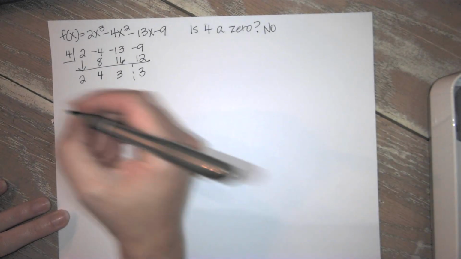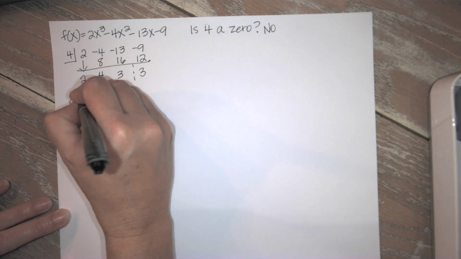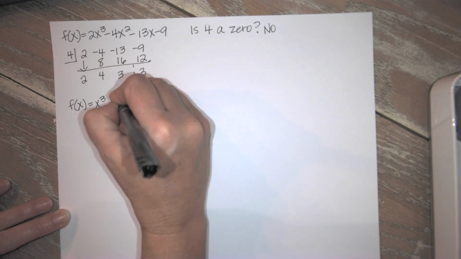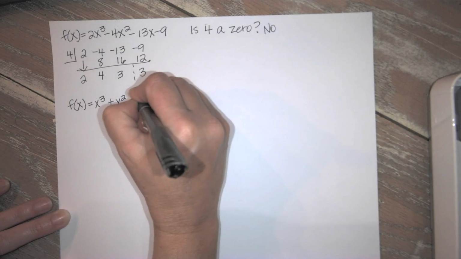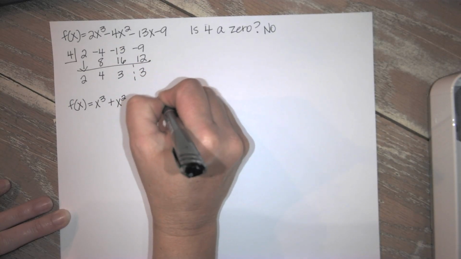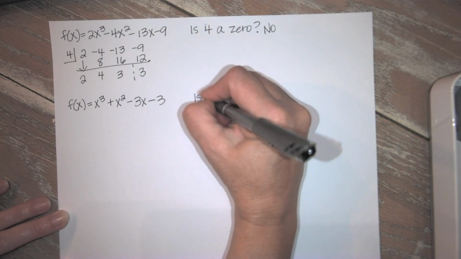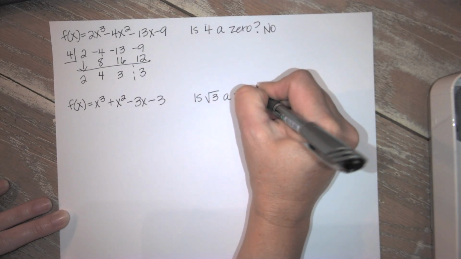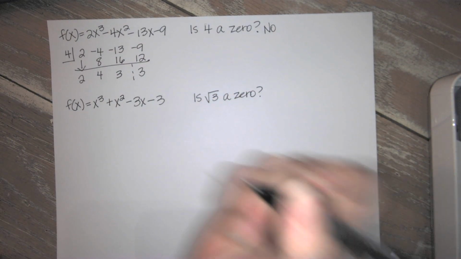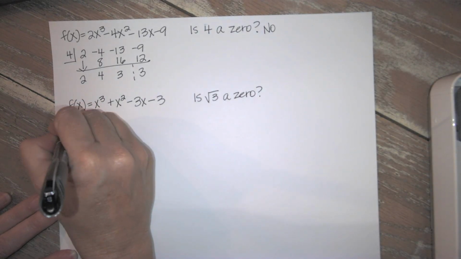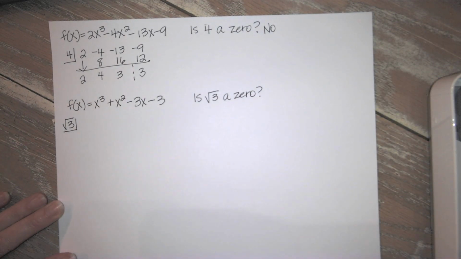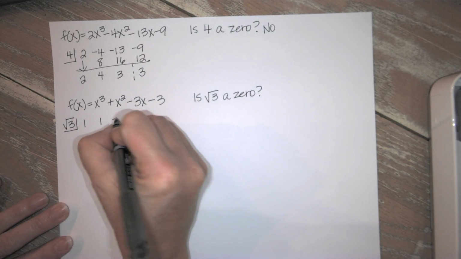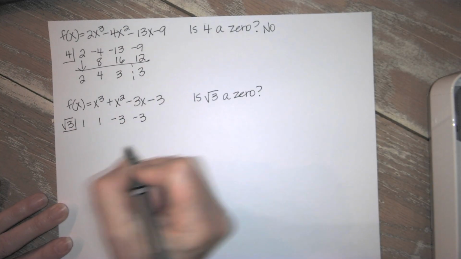All right, let's try another one. If we have this function, x cubed plus x squared minus 3x minus 3, and I want to know, is the square root of 3 a 0? Okay, well, I can do synthetic division with the square root of 3. Bring my coefficients down, 1, 1, negative 3, negative 3.